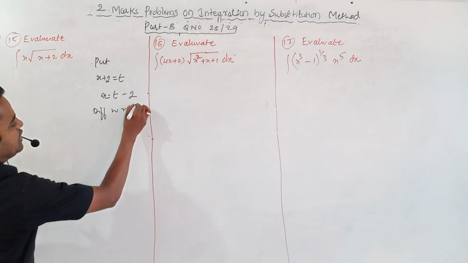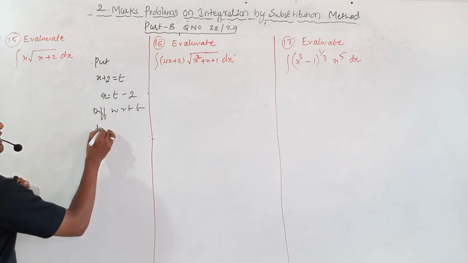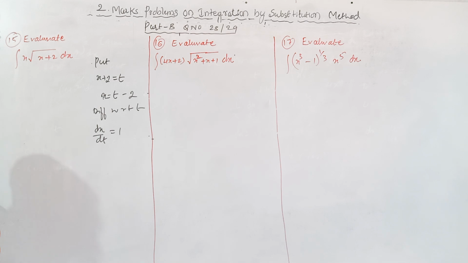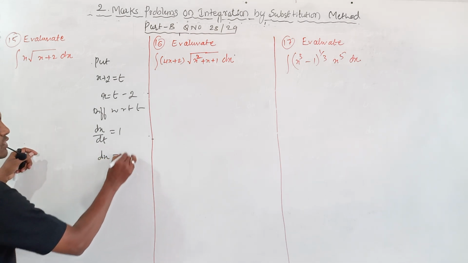Differentiate with respect to t. The derivative of x is dx by dt. The derivative of t is 1, and the derivative of 2 is 0. So dx is equal to dt.